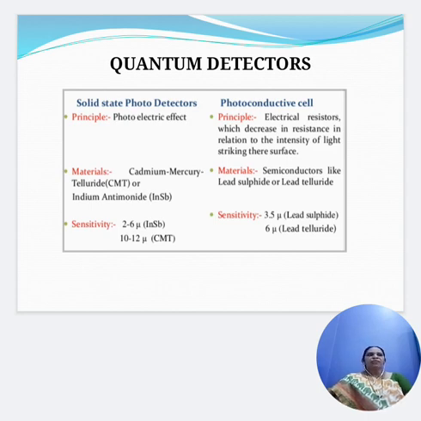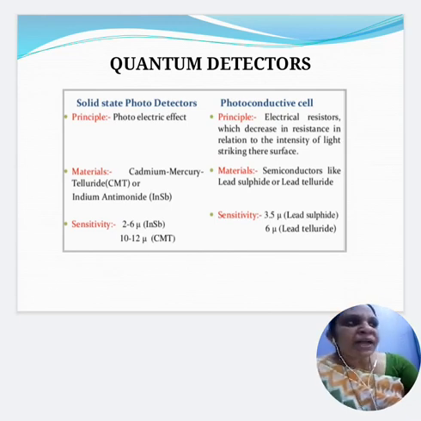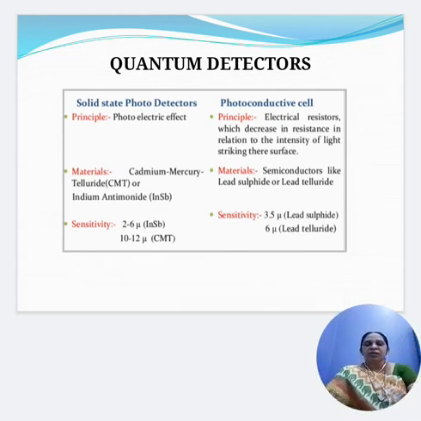When we come to the case of photoconductive cells, the principle is electrical resistors. These are electrical resistors which decrease in resistance in relation to the intensity of the light striking their surface. When light strikes the surface of these materials, based on the intensity of the radiation, there is a decrease in the resistance. The materials are semiconductors like lead sulfide and lead telluride, which are used for photoconductive cells. The sensitivity is 3.5 microns for lead sulfide and 6 microns for lead telluride.